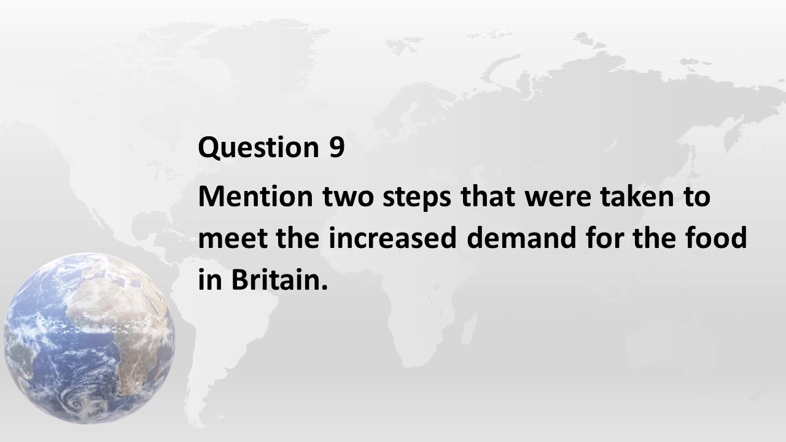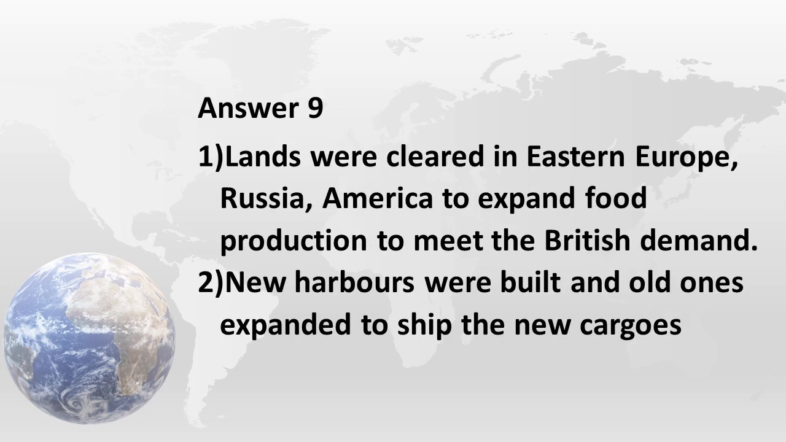Question number 9 says, mention 2 steps that were taken to meet the increased demand for food in Britain. Answer to question number 9 is, lands were cleared in Eastern Europe, Russia, America, to expand food production to meet the British demand. New harbors were built, and old ones expanded to ship the new cargoes.